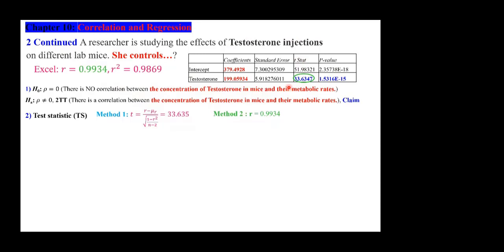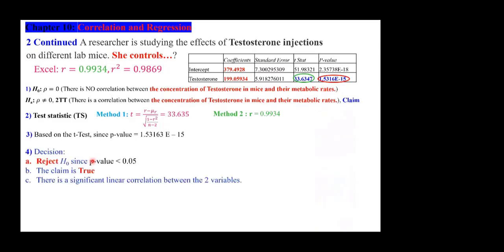So that's the test statistic. The next one is based on the t-test and the p-value, because the technology gives you the p-value. Look at this one. And remember, this E means times 10 to the power of negative 15. That's the meaning of E. It's the exponential. So times 10 to the power of negative 15 makes it extremely small. So this is the p-value.